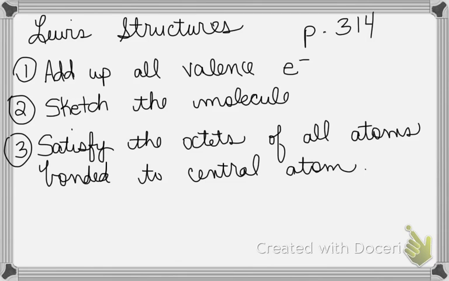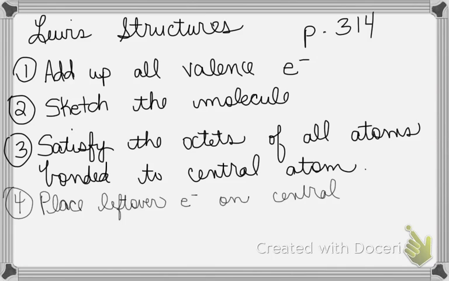All right, guys, here's rule 4, or step 4, however you want to look at it. How many rules are there? 5. 27 rules. I'm just kidding. And you need to learn them all. No. Step 4 says: place leftover electrons on the central atom.